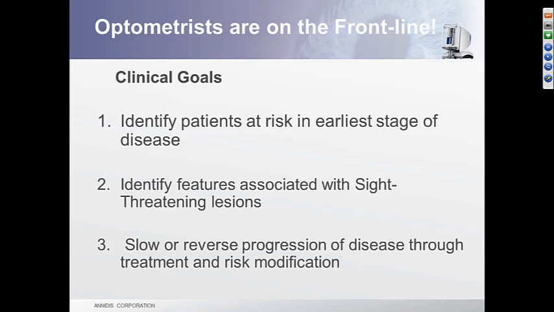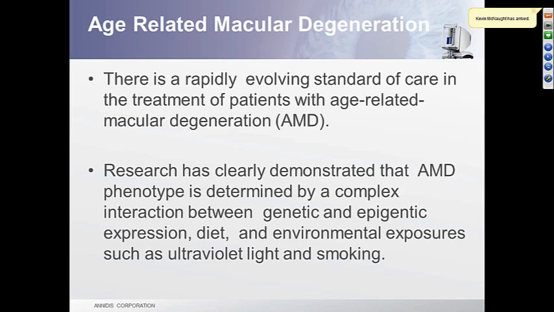So, just to step back and away from the instrument for just a moment, our clinical goals when we have a patient sitting in our chair are really to identify patients at risk in the earliest stage of disease, if we can in fact impact that disease, identify features associated with sight-threatening lesions in the retina or in the eye, and work to slow or reverse progression of the disease through treatment and, in fact, risk factor modification.